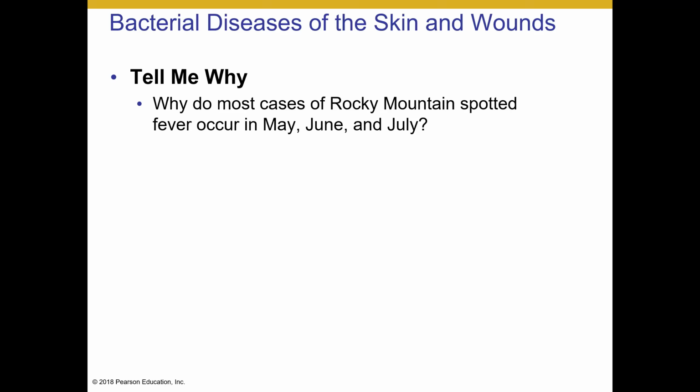Most cases occur in late spring and summer. Why? Because tick activity increases in warmer months. Ticks are more active when temperatures rise and people spend more time outdoors hiking, camping, or gardening. Increased exposure leads to increased transmission. Understanding seasonality helps clinicians maintain suspicion during high-risk periods.